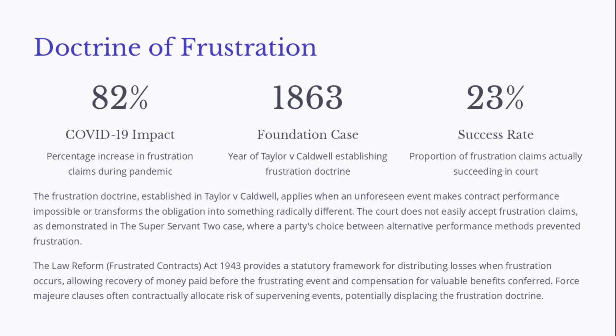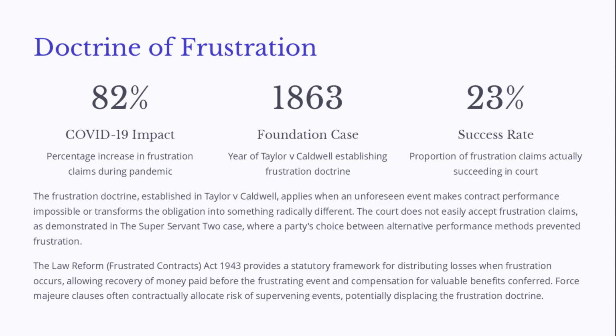The frustration doctrine, established in Taylor v. Caldwell, applies when an unforeseen event makes contract performance impossible or transforms the obligation into something radically different. Courts do not easily accept frustration claims, as demonstrated in the Superservant II case, where a party's choice between alternative performance methods prevented frustration.